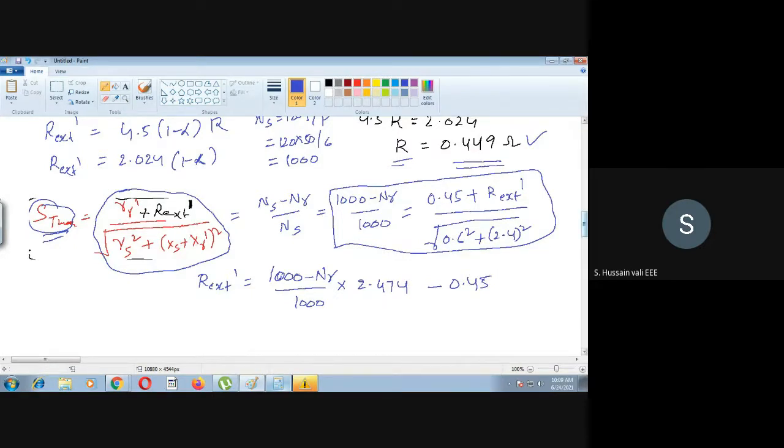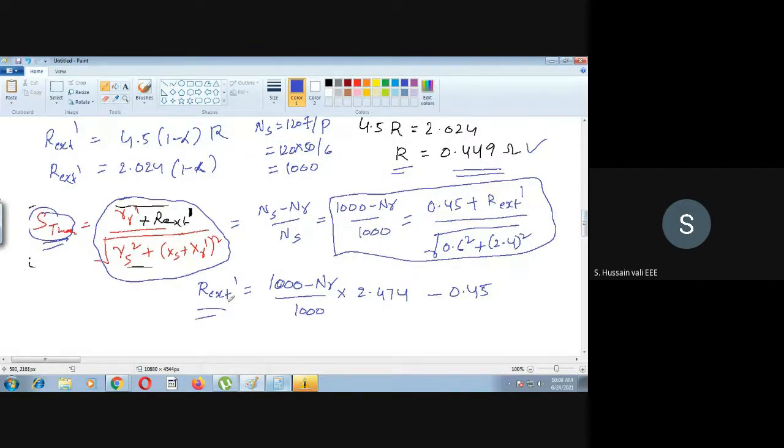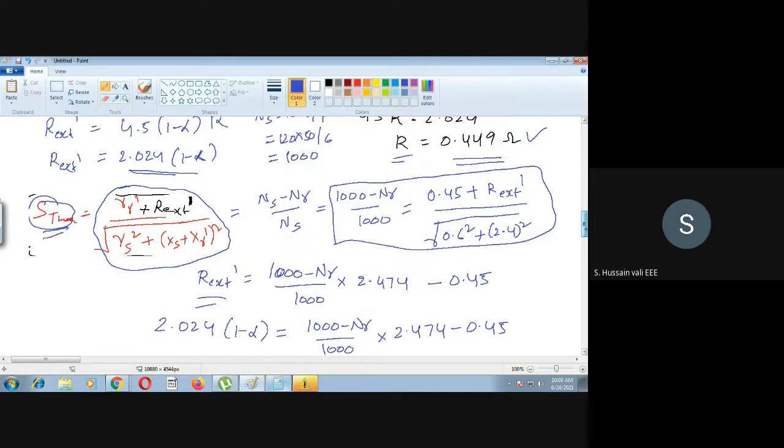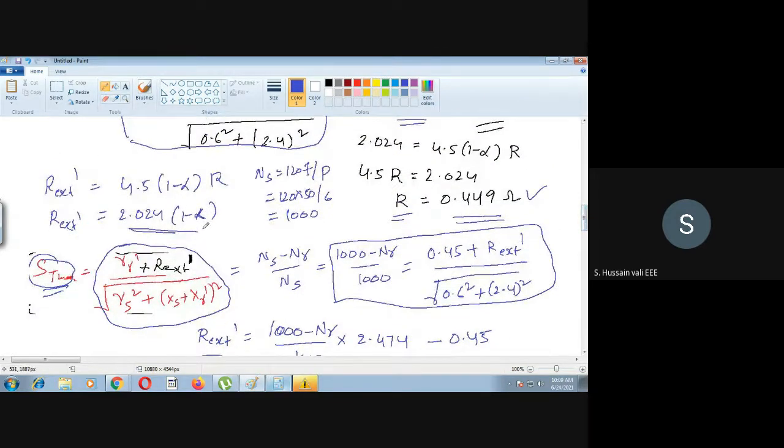So what do we do here? We got one equation for R external dash. We'll bring this equation here: 2.024 into 1 minus alpha is equal to 1000 minus Nr by 1000 into 2.474 minus 0.45. So we did nothing new here. These are the same equations we used, but we will not take alpha as 0 and we will not take S as 1. We will use the general equations for alpha and the general equation for the S max value.